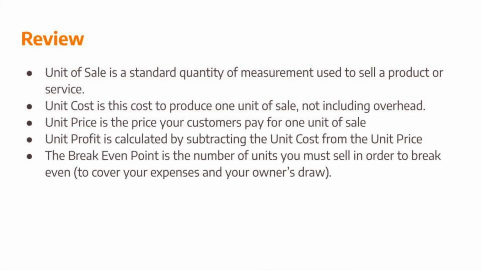Let's take a moment to review. Unit of sale is a standard quantity of measurement used to sell a product or service. Unit cost is the cost to produce 1 unit of sale, not including overhead. Unit price is the price your customers pay for 1 unit of sale. Unit profit is calculated by subtracting unit cost from the unit price, and the break-even point is the number of units you must sell in order to break even or to cover your expenses and your owner's draw.